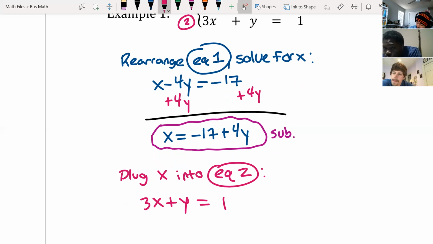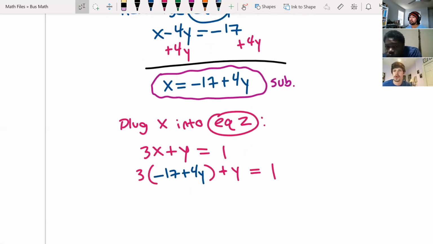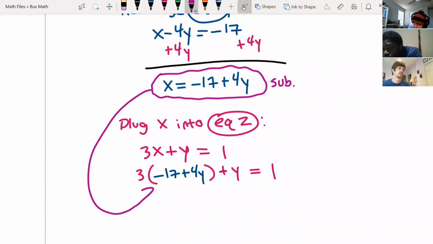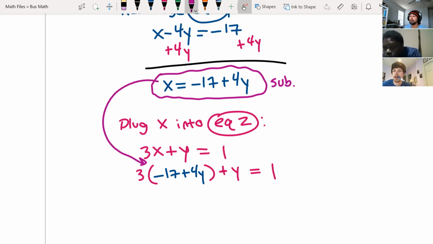So here's what it's going to look like. 3 times negative 17 plus 4y, plus y, equal to 1. So that's all we did here. We took whatever x is equal to, which is negative 17 plus 4y, and you're plugging it in for x. So here, I'll show that. There we go. Okay, so now all we have to do here is solve for y.